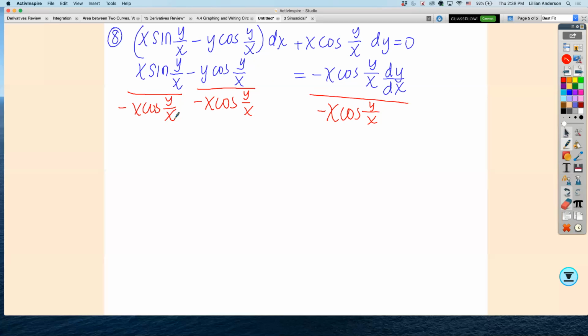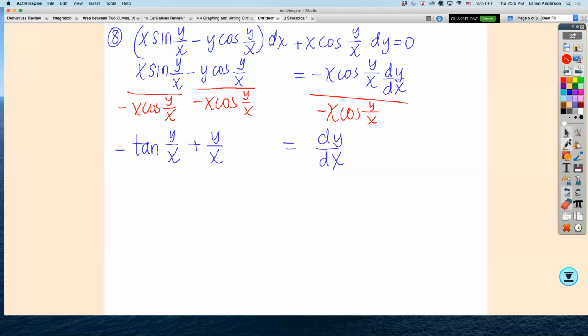Well, every trig function has a y over x, right? So we could divide. This ends up being negative tangent y over x. This one turns into positive y over x cosine y over x. And then over here, I just have a dy over dx, okay? Oh, all right, my mistake. It does turn into 1. Thank you.